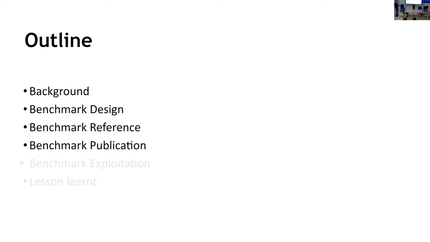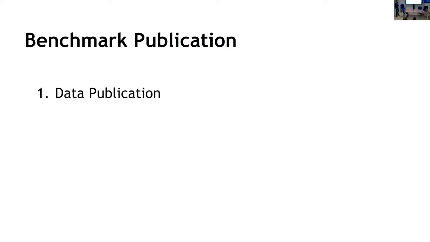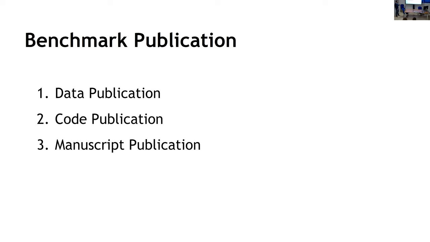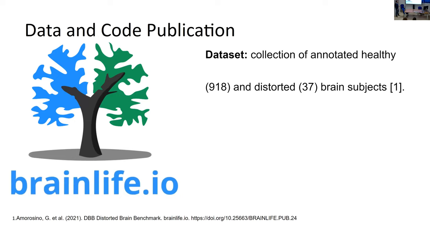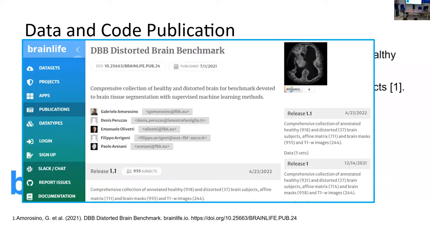Okay, so after we design the method, we create the data set, the ground truth, and everything, it needs to be published in some way. So for the publication, I will talk about data publication, code publication, and in the end, the manuscript. For the data and code publication, we use the platform BrainLife.io. I don't know if you know this platform. It's very useful because you can publish the data set with an associated DOI, you can store many gigabytes, and it is also maintained. That is quite important, and obviously it's a free, open source platform.